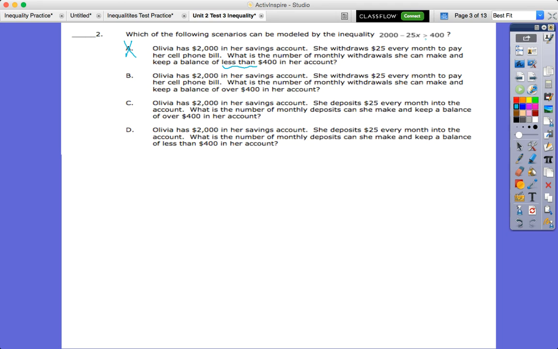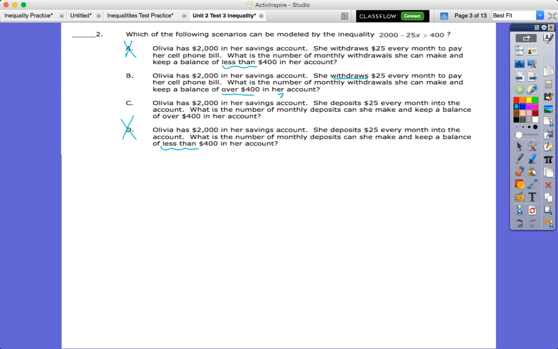We can also look at choice D right here and see this less than and know that it's not an option. So let's read B. Olivia has $2,000 in her savings account. She withdraws $25 every month. Withdrawals mean we take away, so we will subtract that. What is the number of monthly withdrawals she can make and keep a balance of over $400 in her account, which means greater than?